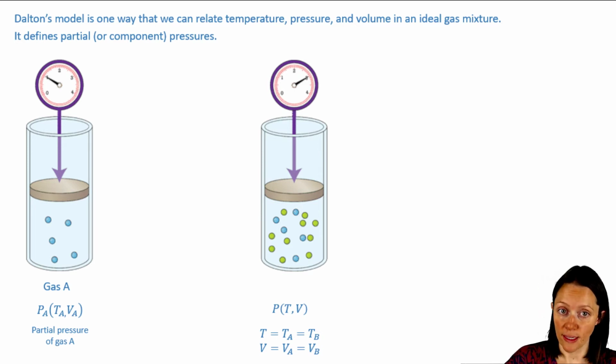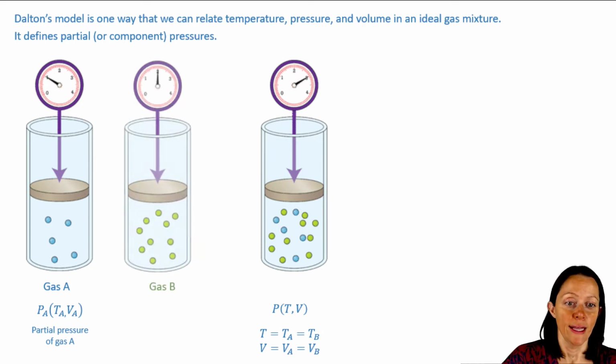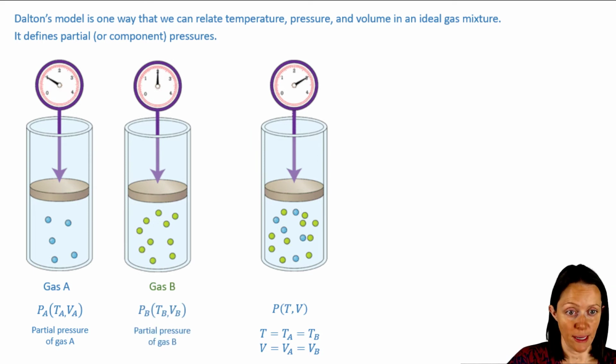Well, we're going to say that it's at the same temperature as the mixture, the same volume as the mixture, but the pressure is now different. This is the partial pressure. So this would be the pressure that gas would exert if it were by itself at the same temperature and volume of the mixture. Then gas B, we do the same thing. So partial pressure B is the pressure that it would exert if it were at the same temperature and volume as the mixture.